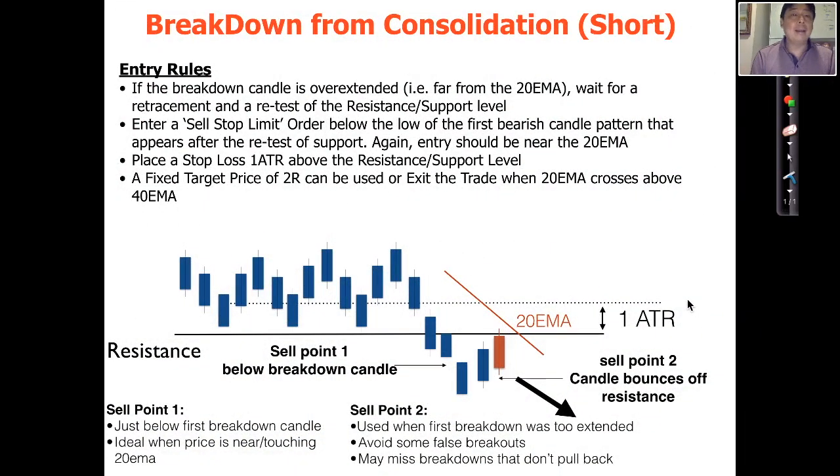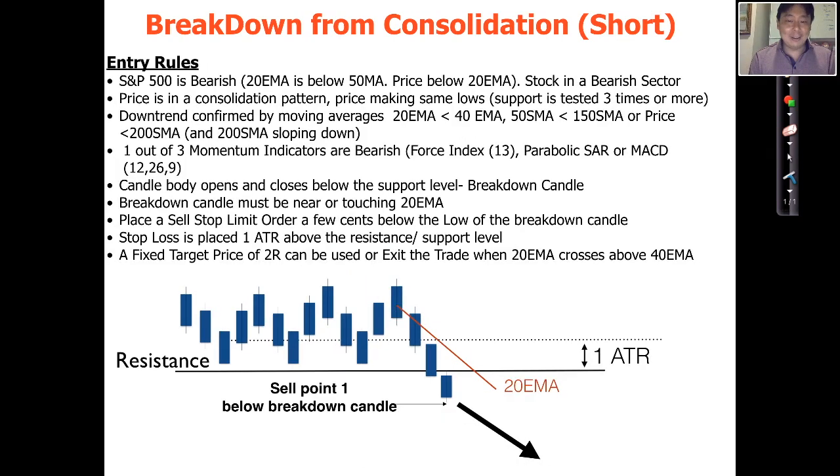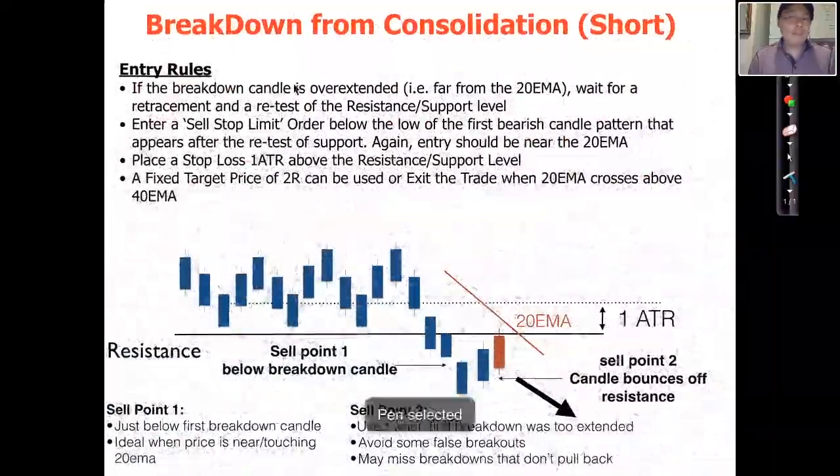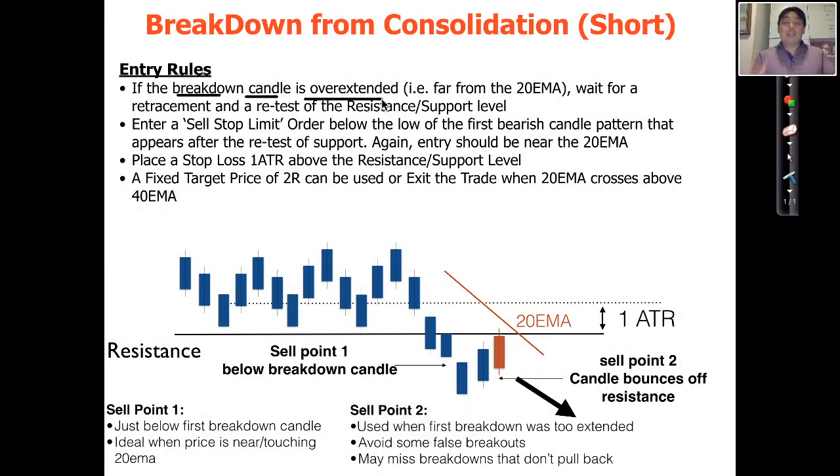Oh, and before that, sorry, I have not finished with the actual example. Let's go down. Okay, so like I said earlier on, if the breakdown candle is overextended, so again, similar to the breakout candle, if the breakdown candle is too overextended, it's too far from the 20 EMA, do not enter because you tend to snap back and hit your stop loss. Wait for the retracement and a retest of the resistance and support level.